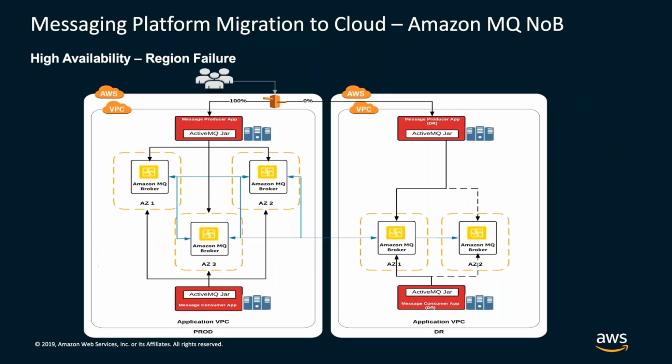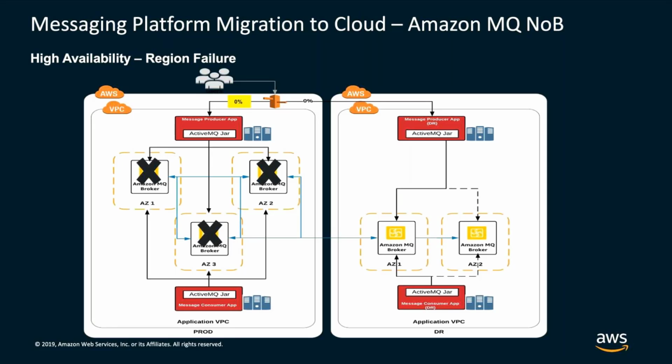So let's take a look at some of the high availability scenarios with this configuration or this architecture that we are trying to implement. So scenario number one is region failure. If there is some catastrophic event that knocks down your entire AWS primary region, what does that mean? It means all your brokers are down.